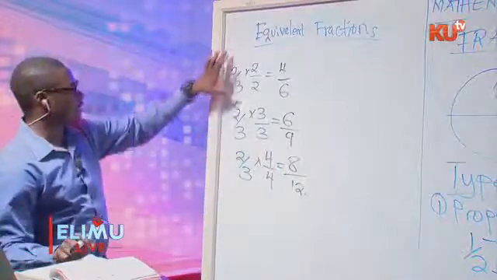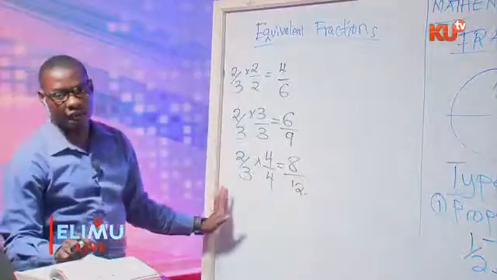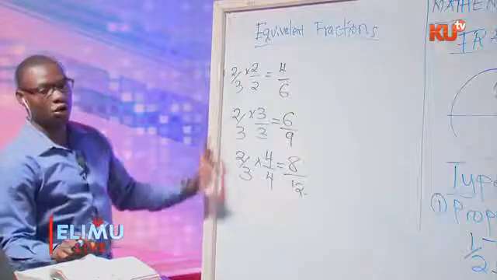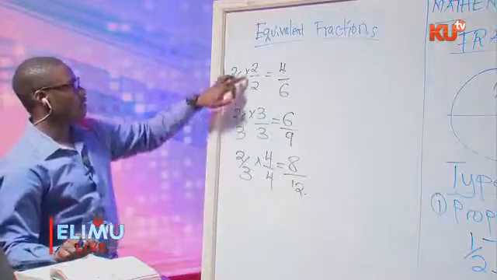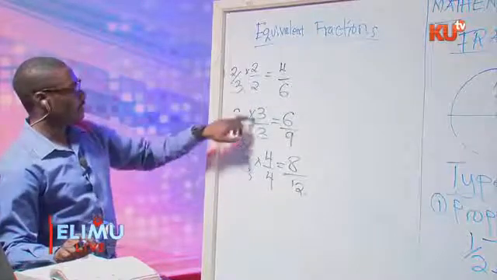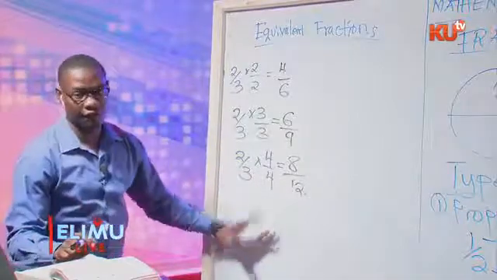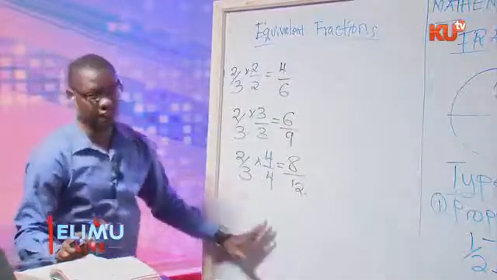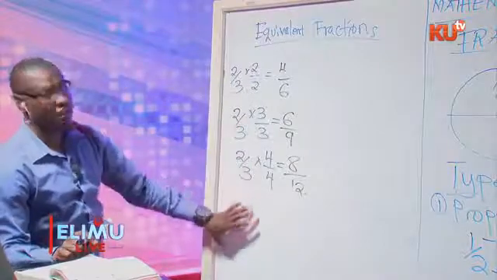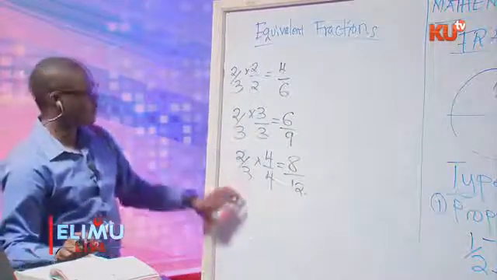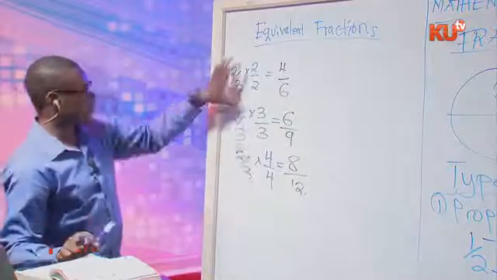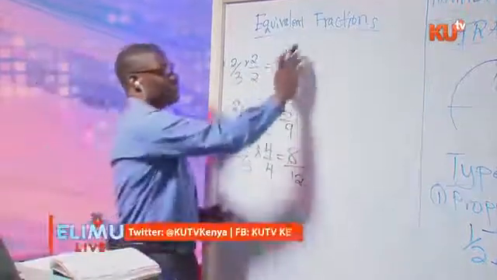So we can have as many equivalent fractions as possible. So you can go on and on. This is multiplied by 2/2. This is 3/3, 4/4. You can keep on multiplying 5/5, 6/6, 7/7. All those will give you what you call equivalent fractions. So that is how we get an equivalent fraction.